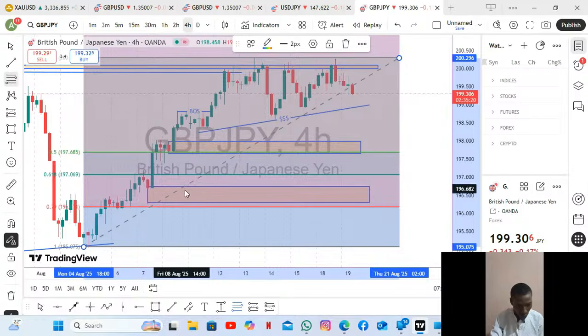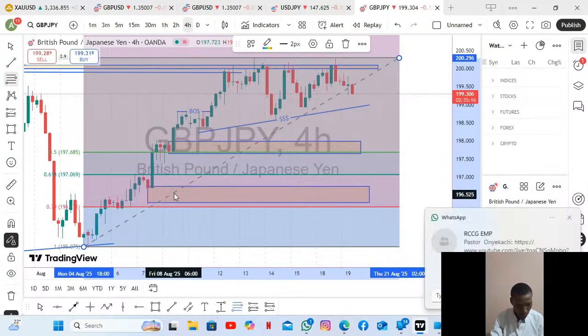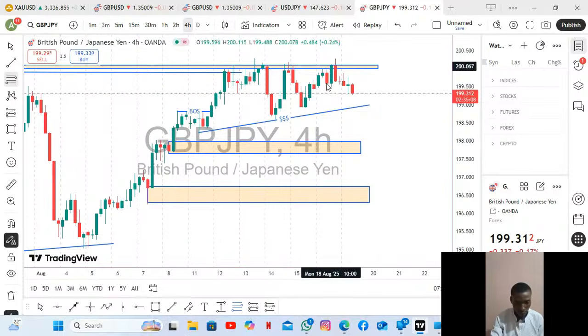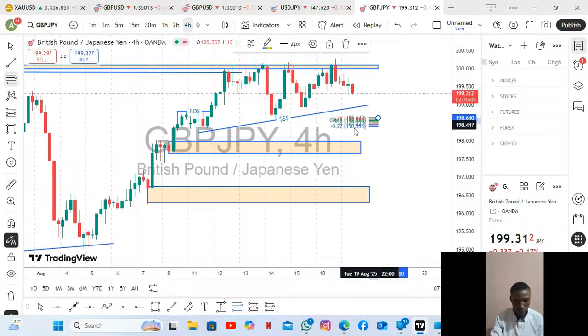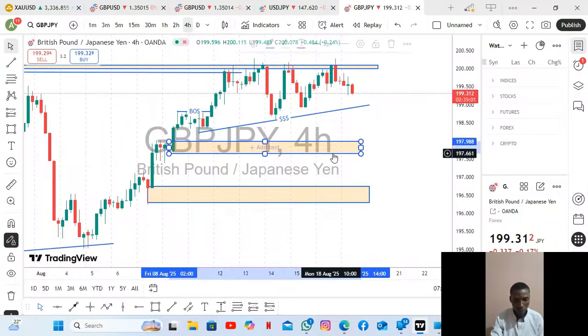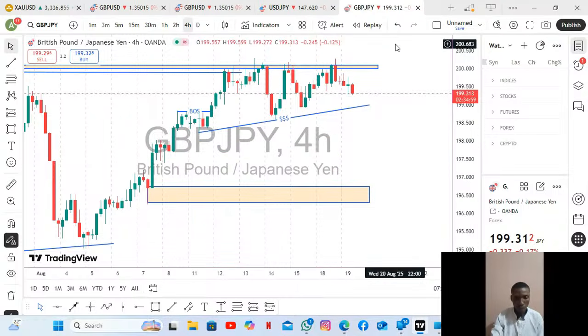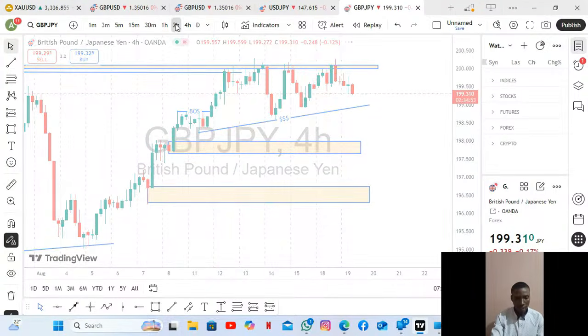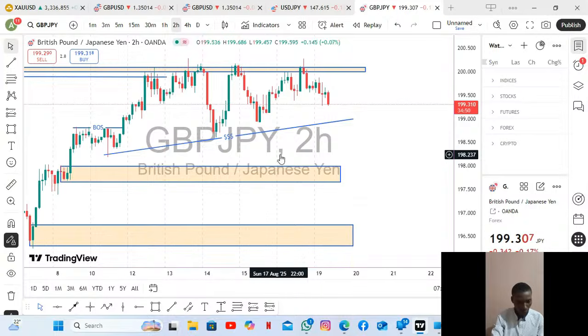So let's look at this zone, this region, where we have a rejection block and we have another block. Having said that, these points of interest might be liquidity for the market to tap into our zone. But let's still leave it. Let's zoom further. Let's go to the 2-hour time frame and see what the market has for us.